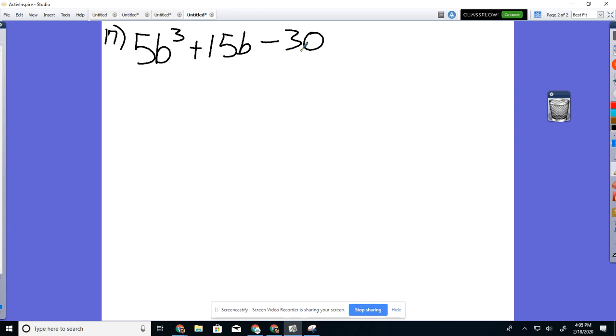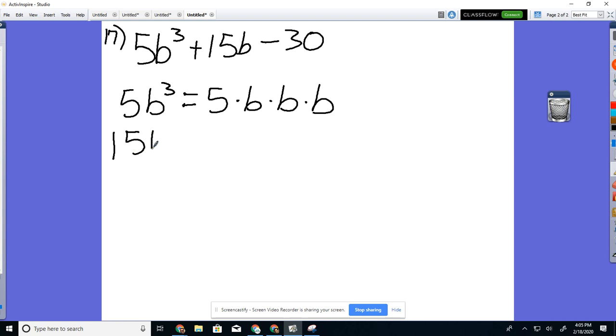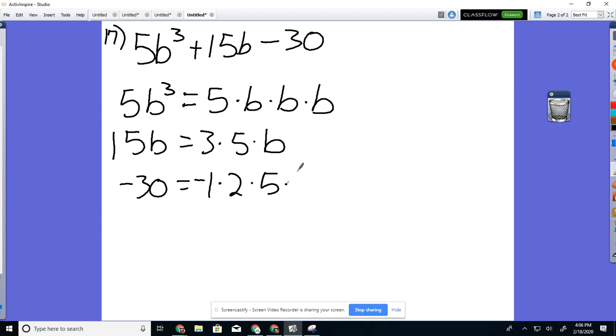Different way we can look at that. We could just rewrite the terms. 5b cubed is 5 times b times b times b. We have here 15b is equal to 3 times 5 times b. And then finally we have negative 30. Negative 30 equals negative 1 times 2 times 5 times 3.